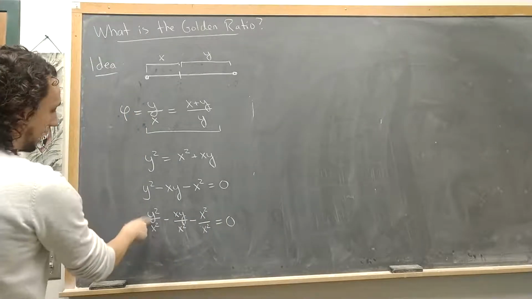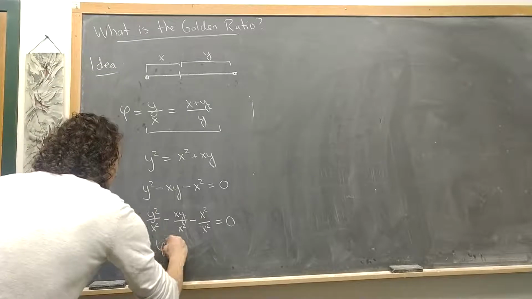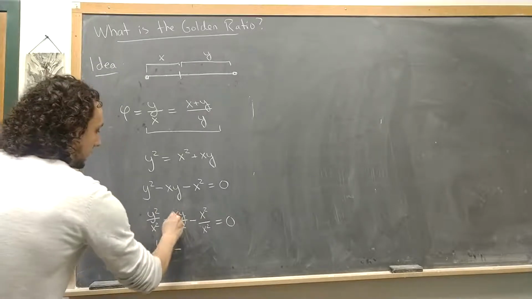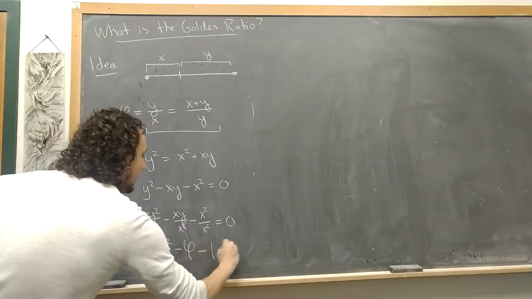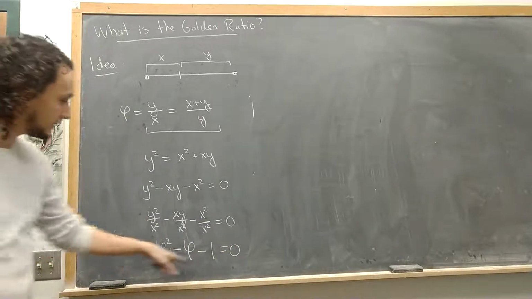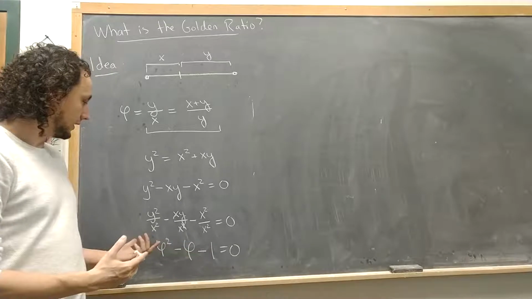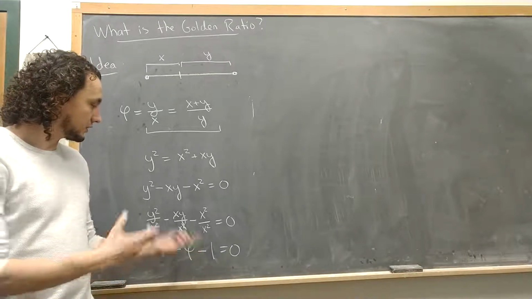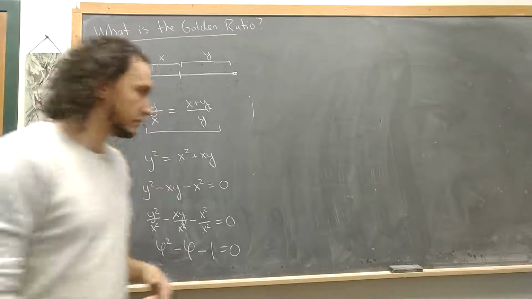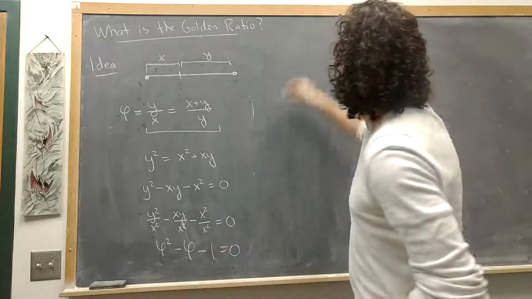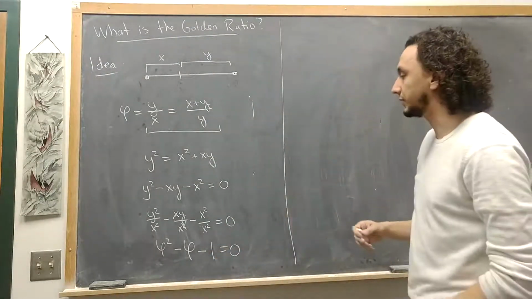Now this is just y over x squared, so that's phi squared. The x here cancels and we get y over x, which is phi, and this is 1. So this quadratic equation is the equation that defines the golden ratio phi, right, manipulated from up here. So phi is the value that satisfies this equation, the positive value.